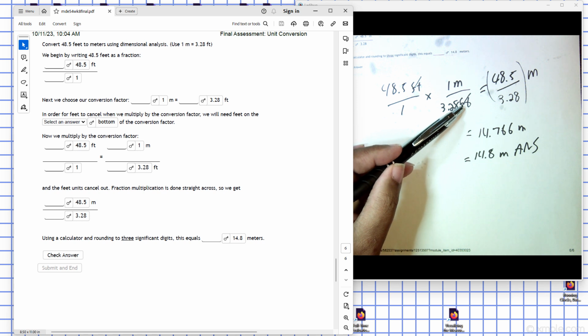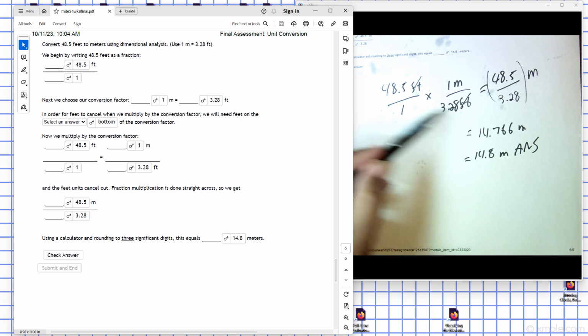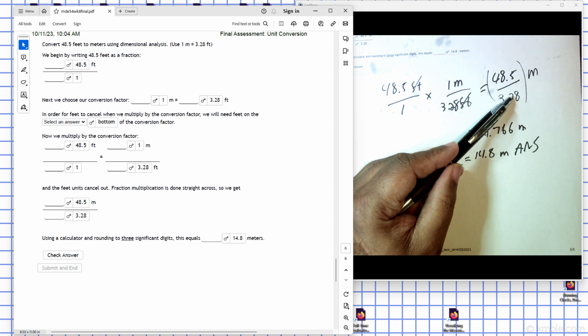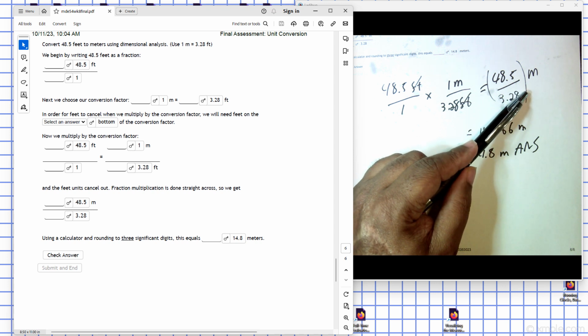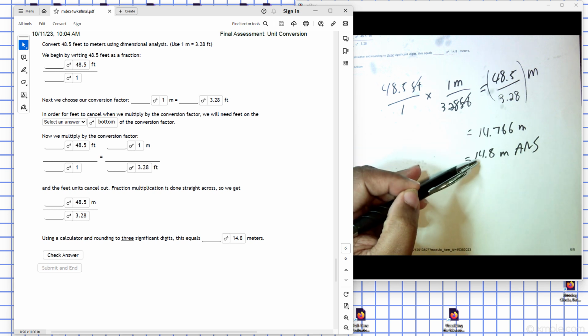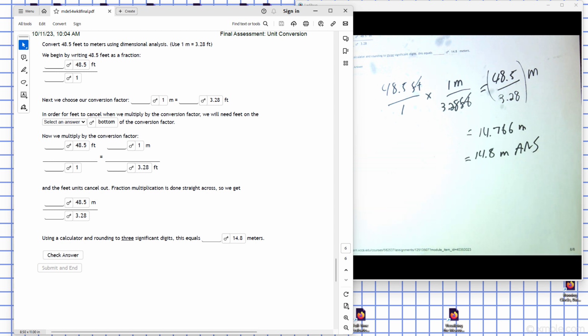And then I end up multiplying them together by my rate conversion factor, and it gives me this fraction in meters. Okay. And when I round it to 3 significant digits, I get this value here. And that is the end of that problem.